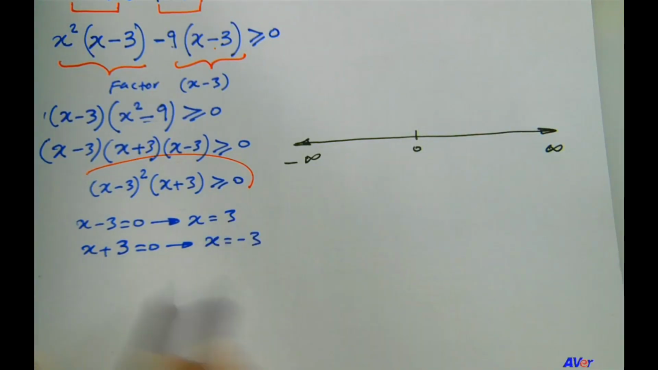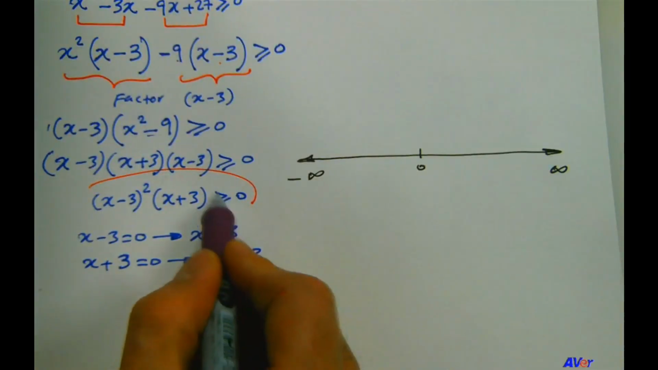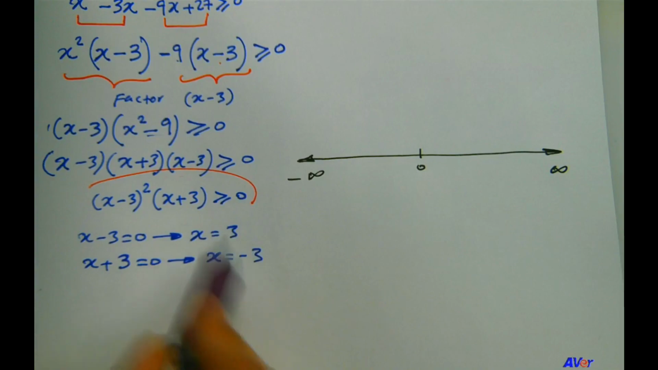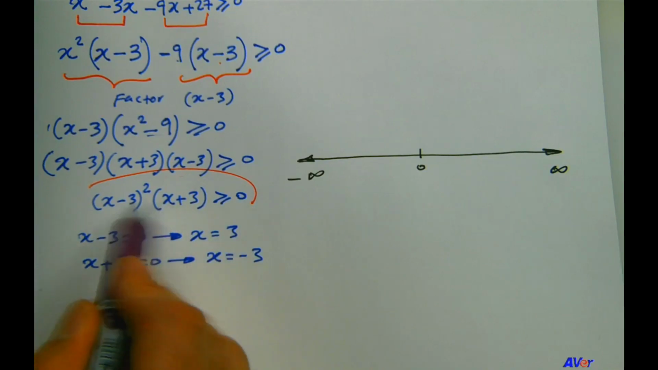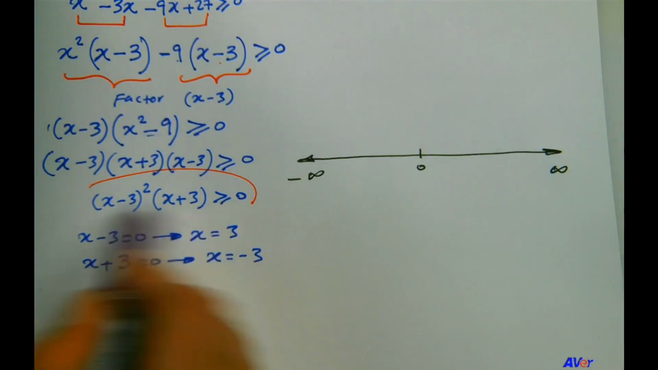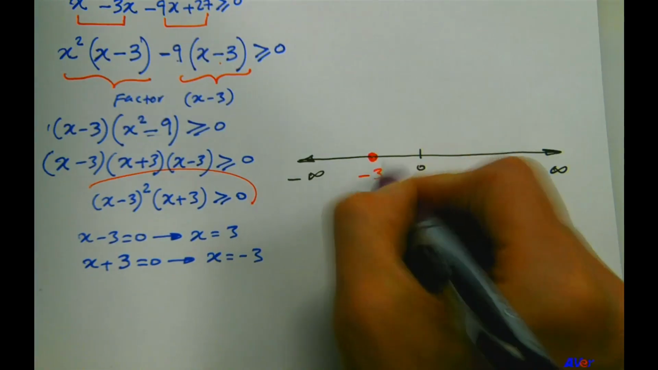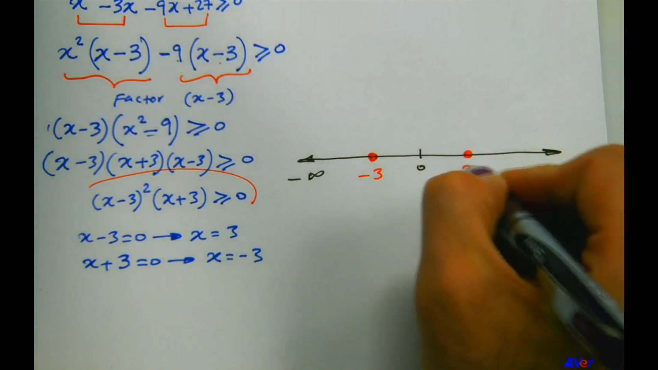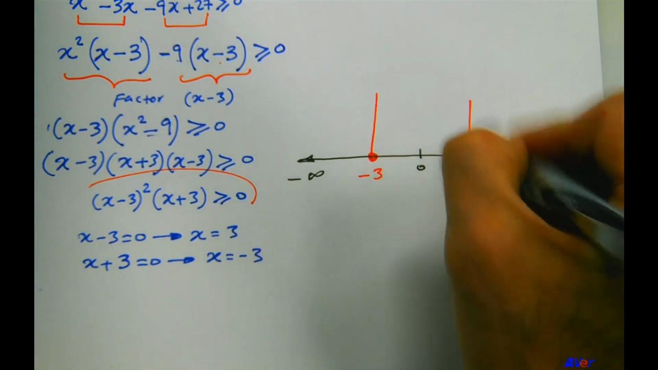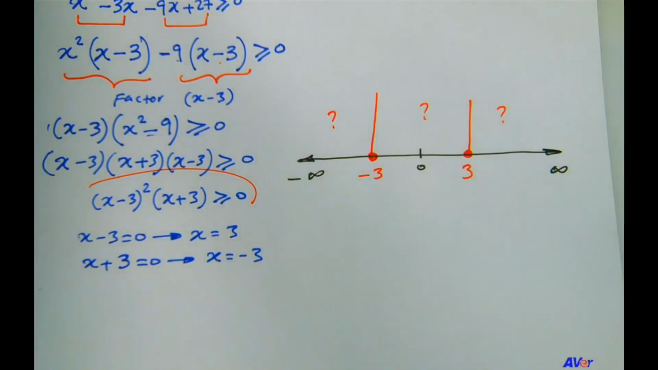These two critical numbers, are they themselves included in the final solution? Yes, because we have greater than or equal to 0, right? We know these two values will make this expression on the left equal to 0. And this symbol tells us that we are allowed to have this expression equal to 0. So negative 3 and 3 themselves will be part of the final solution. So all we have to do is check 3 regions now, right?